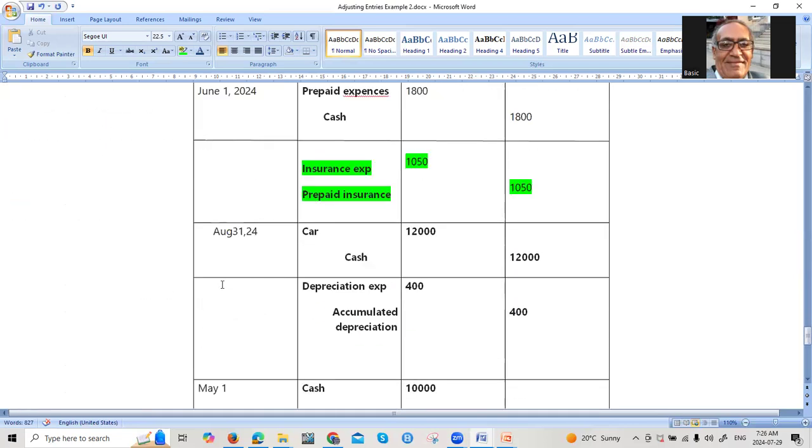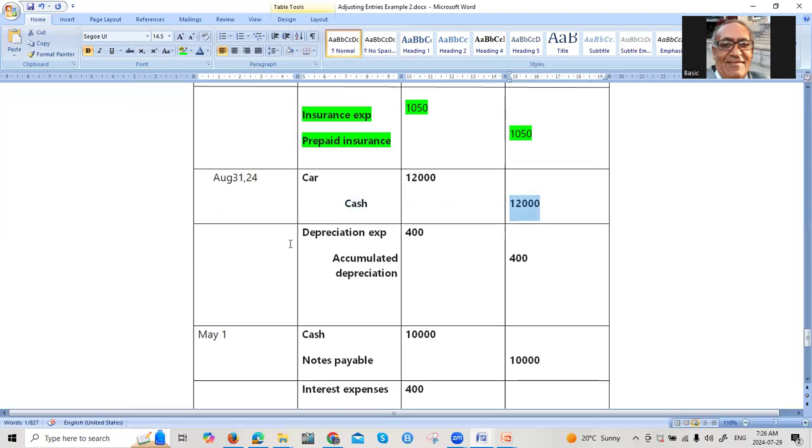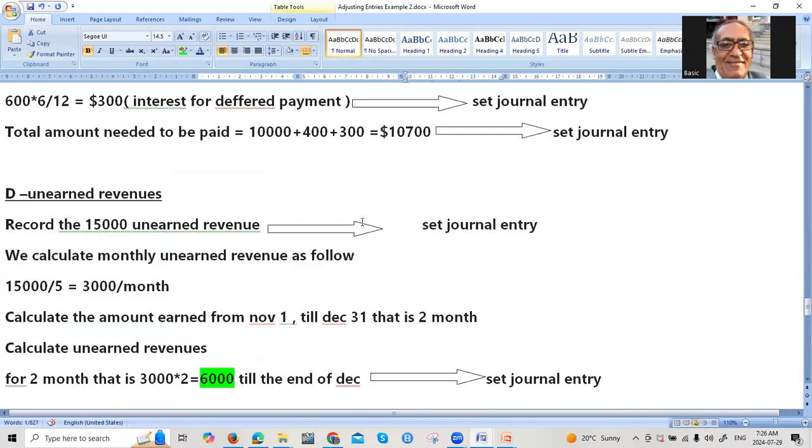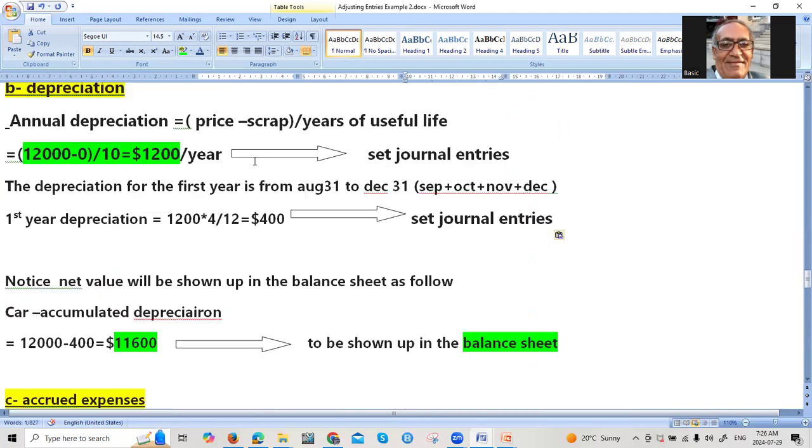So firstly, the car, we bought it with $12,000, from car into cash. Then secondly, we have to do with the $400, which belongs to the year, 4 months, because we said 1,200 for the year. That means $100 every month. So I have 4 months only in this year, simply because I bought this asset on August 31.